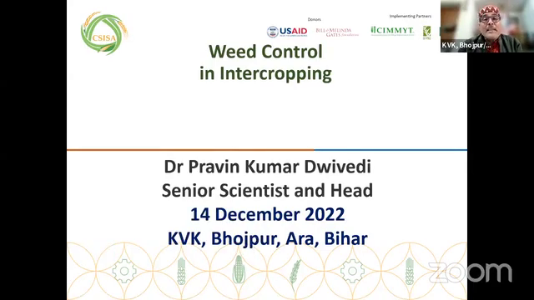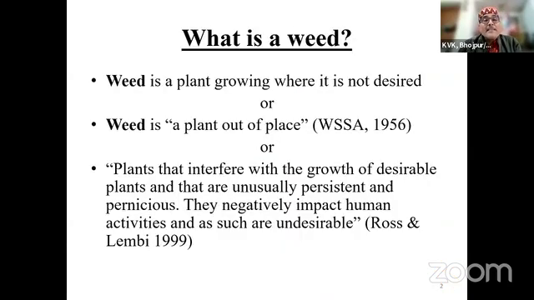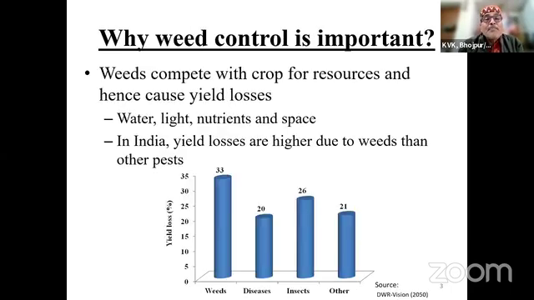Today our topic is weed control in intercropping. Firstly, what is a weed? A weed is a plant growing where it is not desired, a plant out of place, according to the Weed Society of USA, or a plant that interferes with the growth of desirable plants and is unusually persistent and pernicious. Weeds negatively impact human activity and as such are undesirable. So these are a few definitions of the weed.